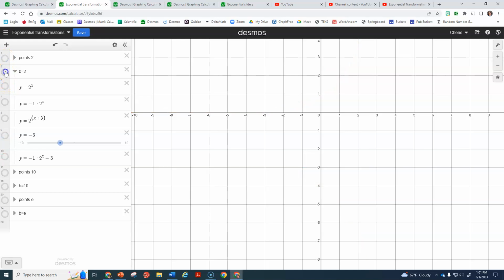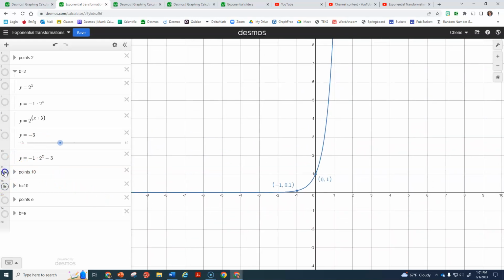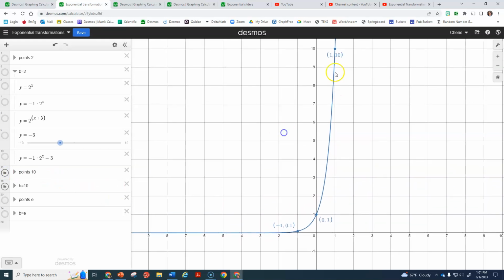Let me turn all of this off. It wouldn't be any different if I had the base 10. There's what base 10 looks like. There's the 3 points, 1/b, 0, 1, and negative 1, 1 over b, because 1 over 10 is 0.1. So there's the 3 points, and the transformations behave the same on this parent function as it does on all the other ones.